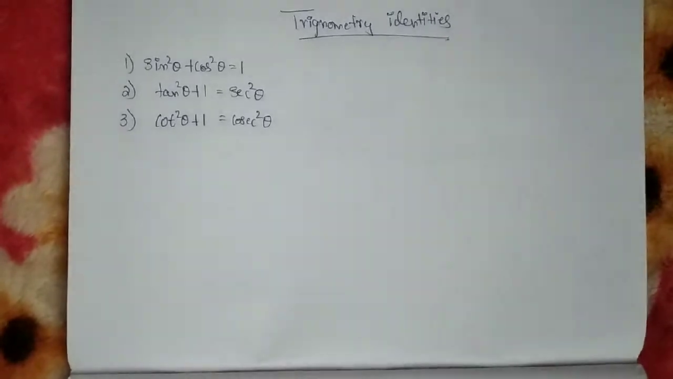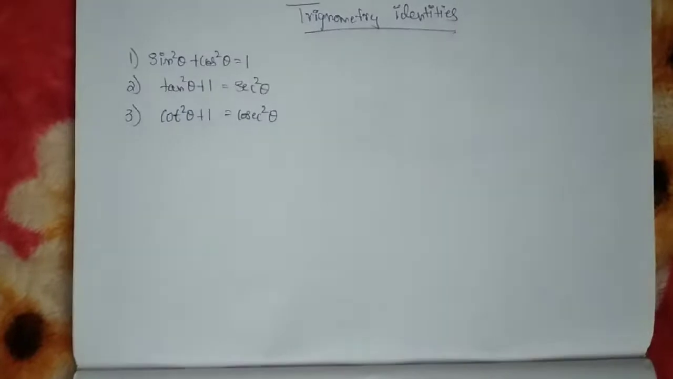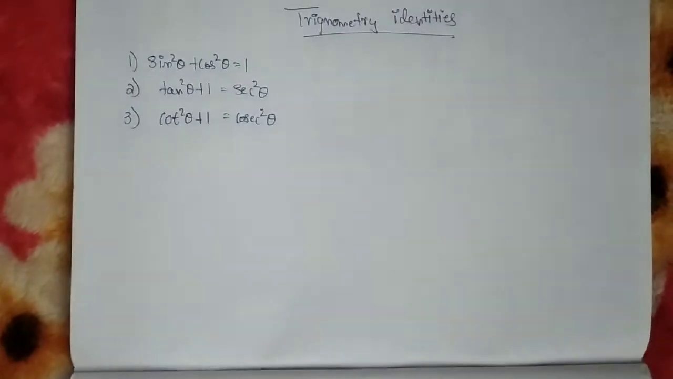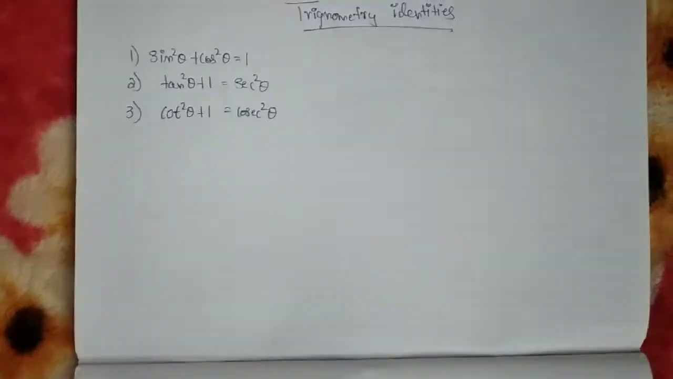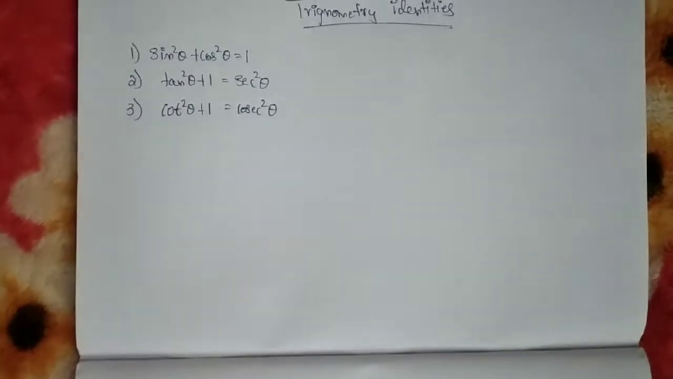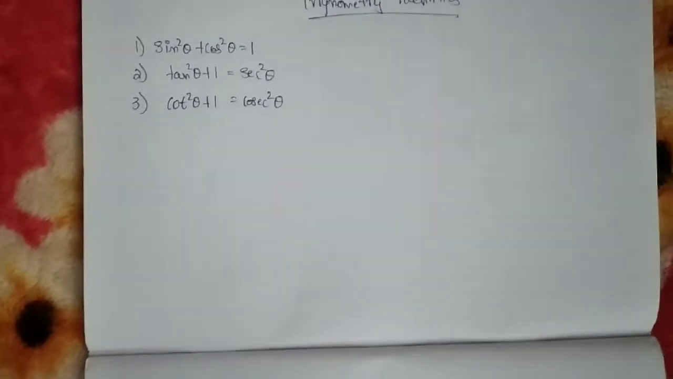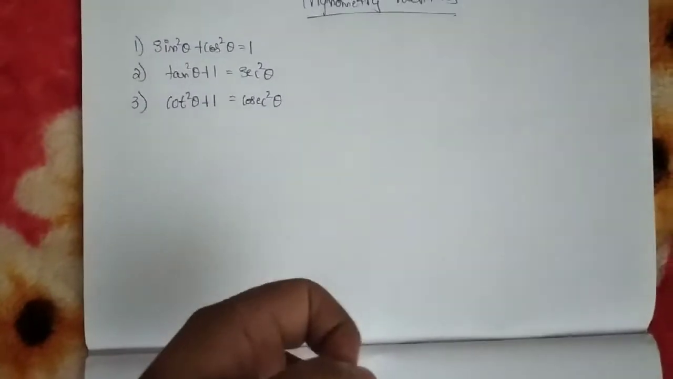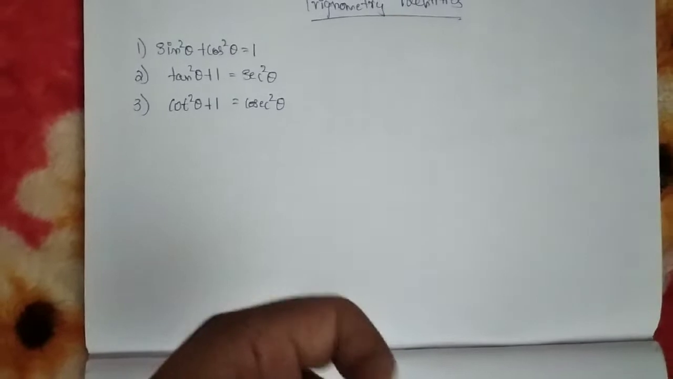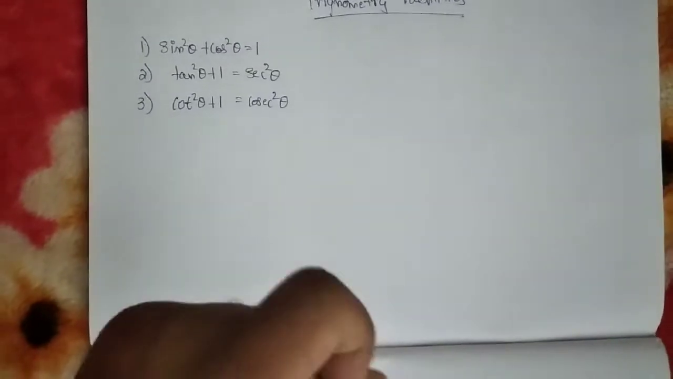Okay, so friends, before going to these three trigonometry identities, you should know about the basics. You should be 100% perfect with the trigonometry basics, such as the ratios of trigonometry. That is, sine theta is equal to opposite by hypotenuse, cos theta is equal to adjacent by hypotenuse. Like this, you should know the basics of trigonometry and also the complementary angles.